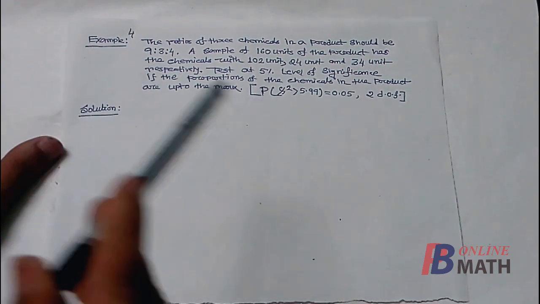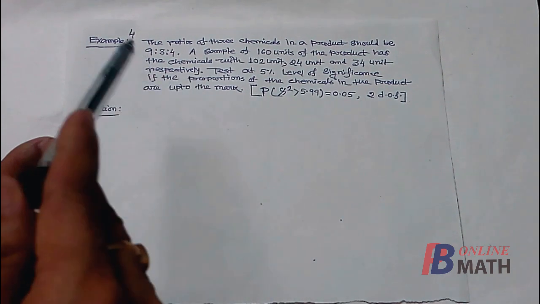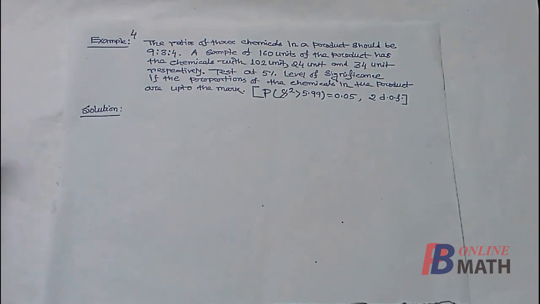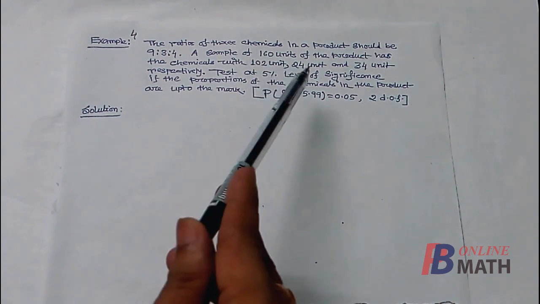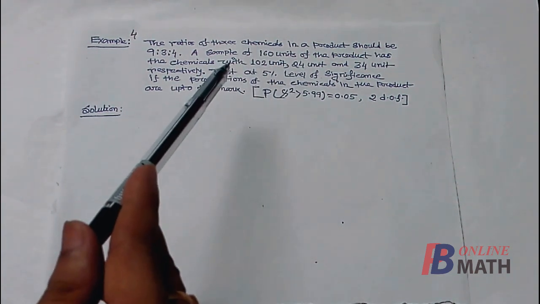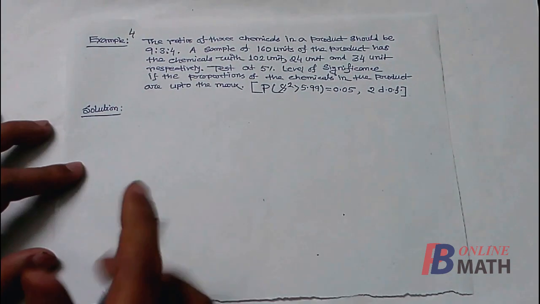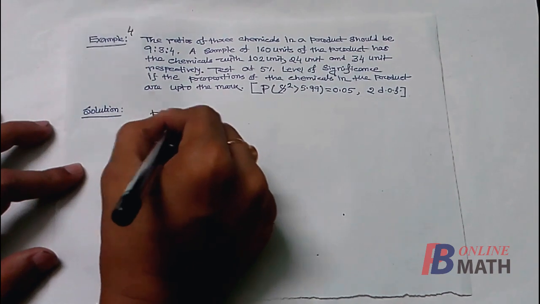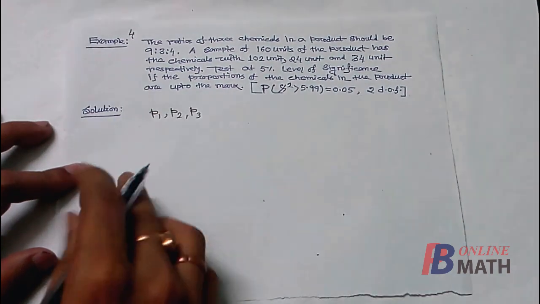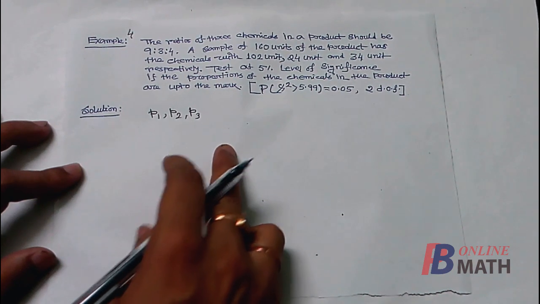Now the population is not given, but since the proportions are given, this is a problem of test of proportions. And since there are more than 2 chemicals, it is a problem of multinomial distribution. So here we assume that P1, P2, P3 are the proportions of the chemicals in the product.